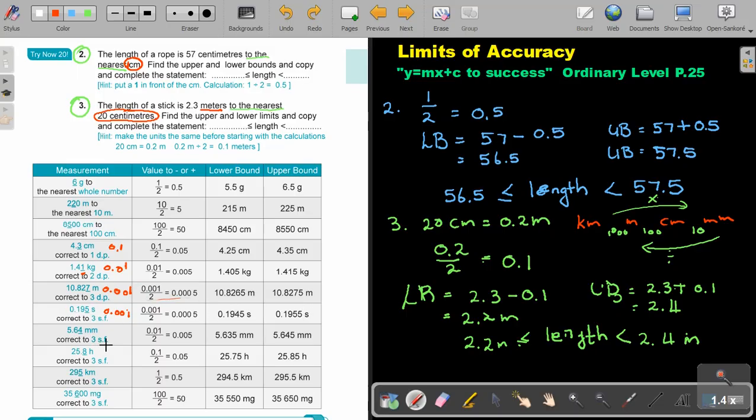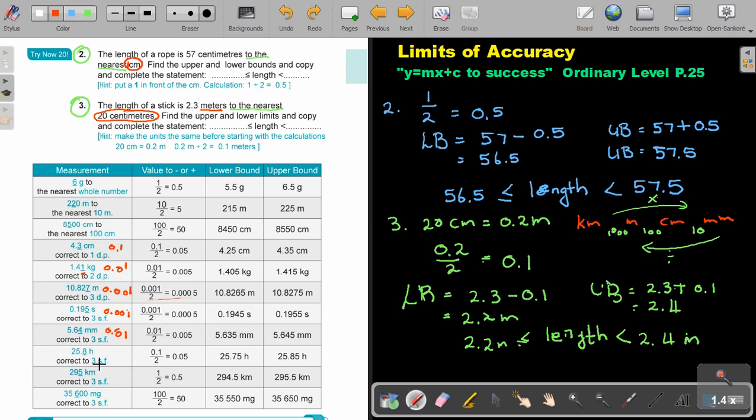Again, it's 3 significant figures. But now 5 is your first, 6 is your second, 4 is your third. So underline it. Now put a 1 in that position and fill the rest of the positions with 0, and a 1. And then I just divide that by 2. So subtract for the lower, add for the upper.